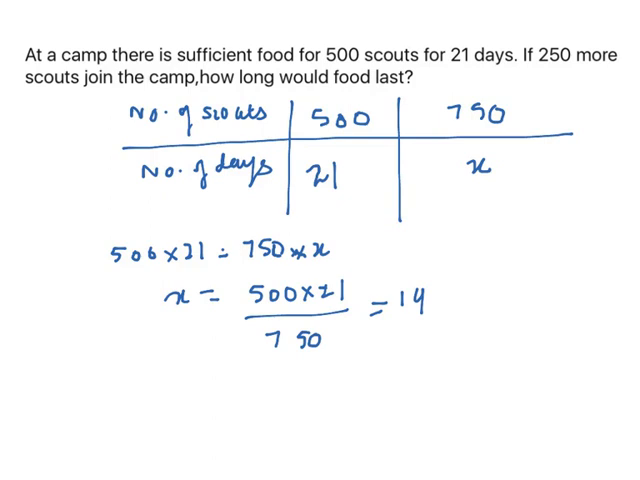So in today's lesson I explained indirect variation. This is the completion of the chapter direct and inverse proportion. In some lessons, in some books it is mentioned as direct and indirect variation.